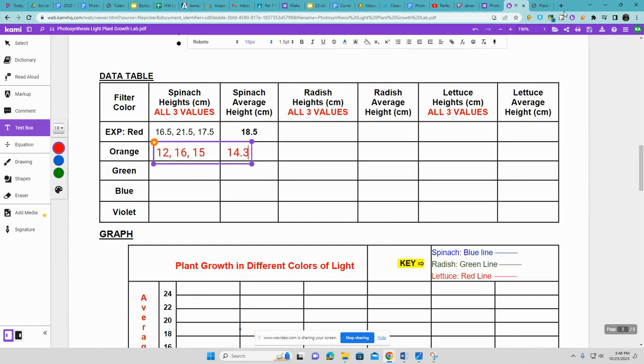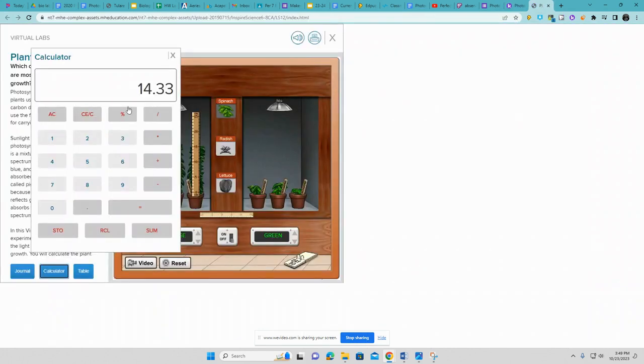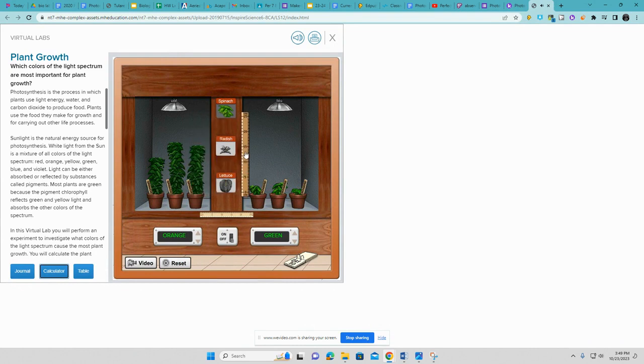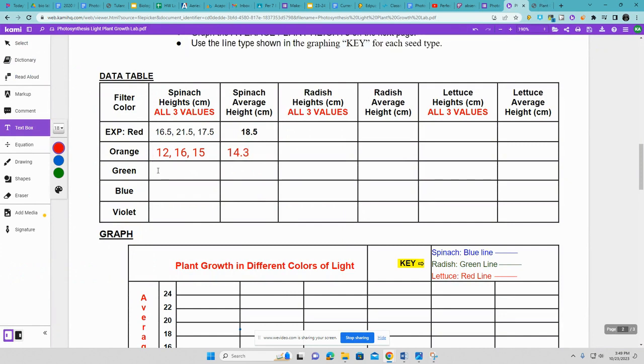And now let's do the green. I clear this. Get my ruler, bring it over here. All right, this one is about 2 centimeters. This one's about 3 centimeters, and that's about 1. So 2, 3, and 1. So under green light, this one grew 2 centimeters, 3 centimeters, and the other one grew 1 centimeter.